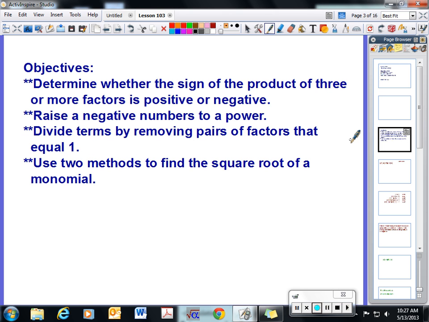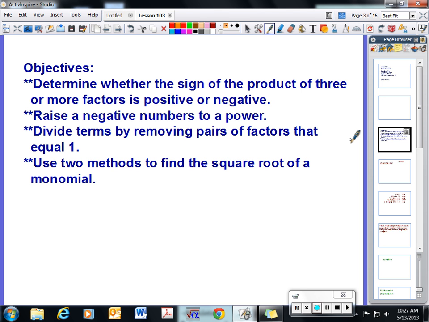We're going to determine whether the sign of the product of three or more factors is positive or negative. This will be a nice little shortcut that I think will be useful to you in the coming days. We're going to raise a negative number to a power. We're going to divide terms by removing pairs of factors that equal 1. We're going to factor out some of those algebraic expressions we've been using and use our canceling skills to simplify. And we're going to use two methods to find the square root of a monomial.